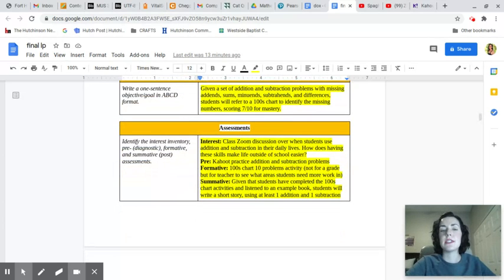So as an interest assessment, we would just have an opening discussion about when students use addition and subtraction in their daily lives, and then a pre-assessment so that I can see where my class is at before actually teaching anything. I have created a little Kahoot quiz that we would do.